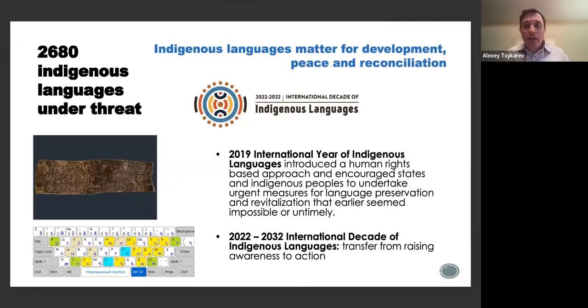The Permanent Forum also made a special accent on full and effective participation of indigenous peoples at all levels, and the involvement of all relevant government ministries, such as those for education, culture, and finance, in the design, planning, financing, and implementation of all activities of the International Decade. It is also important to say that the International Year of Indigenous Languages had a purpose to promote a human rights-based approach when it comes to indigenous languages, and also to draw the global community's attention to this very serious crisis of linguistic diversity. While the International Decade has a mission to transfer from raising awareness to concrete action.